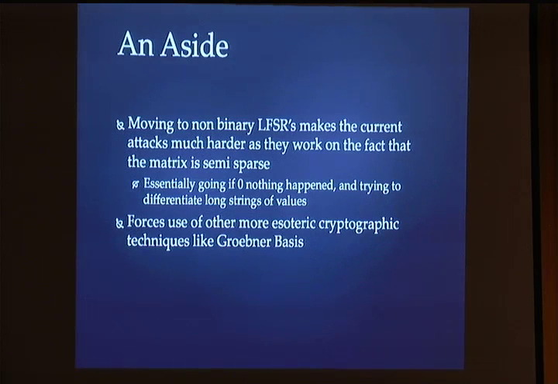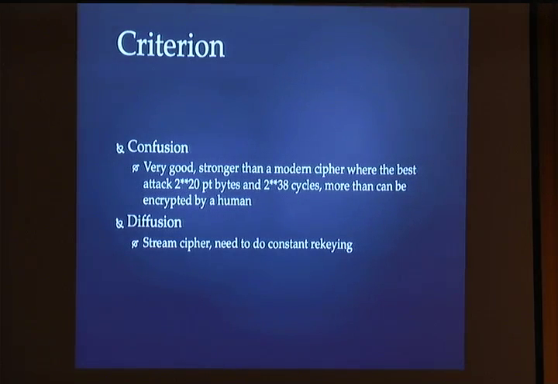Moving to non-binary LFSRs makes current attacks pretty much not work at all because they're based around the sparseness of a matrix. This forces things like something called Gröbner bases, which is an area of cryptography no one wants to really deal with because we don't have to and it doesn't work great. We don't do well in non-binary things. It's very strong in confusion.